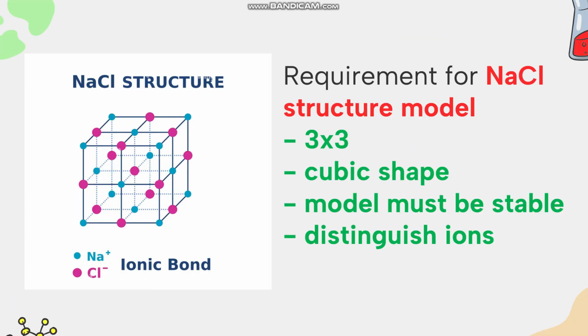Now we will make the model of the sodium chloride structure out of clay and wooden sticks. The requirement is 3 by 3 in a cubic shape, and the model must be stable. We have to distinguish between different ions, with one bigger or having different colors. Each group will have 10 minutes, and after that, you have to go to the board and present and explain to your classmates about the structure. Each group will have a sheet to evaluate your friends' products.